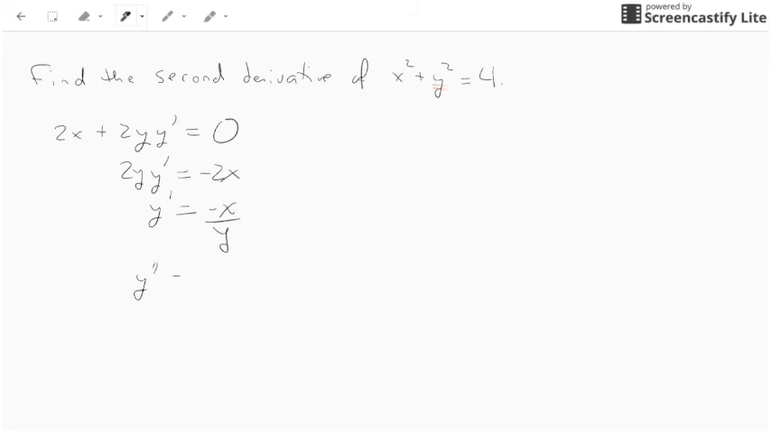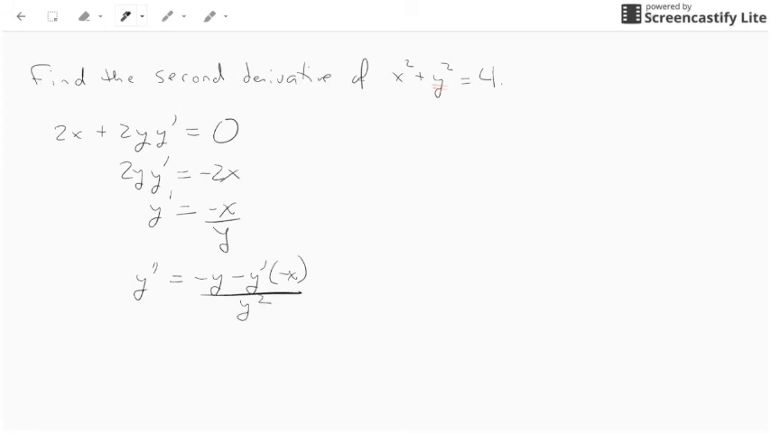Now, for the negative x over y, I'm going to apply the quotient rule to this. So the derivative of x is going to be 1. So it'll be just negative 1 multiplied by y. This will be minus the derivative of y, which is just y prime. I don't know what function that is, so I'm just going to use the y prime to represent its derivative, and that would be multiplied by negative x, all over y squared.